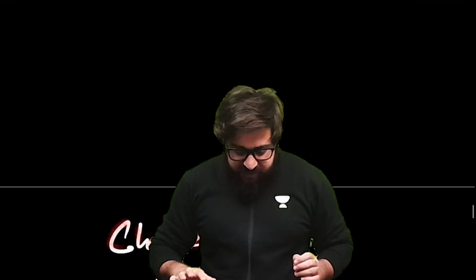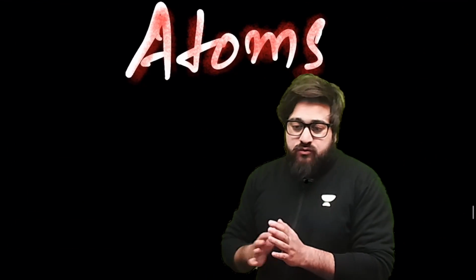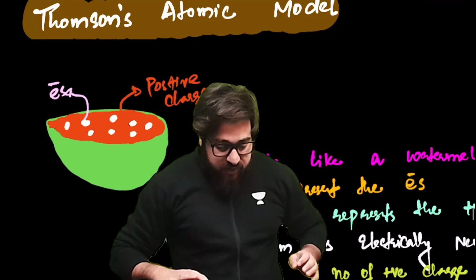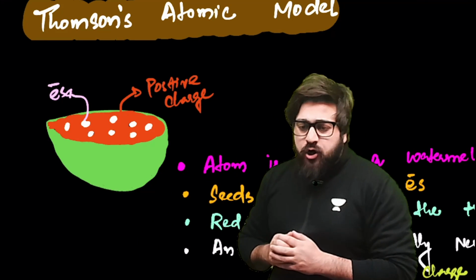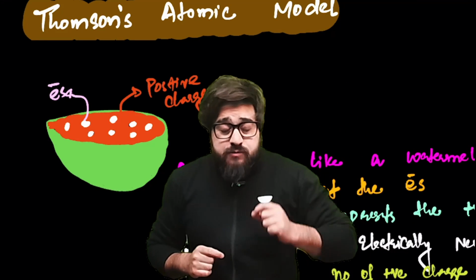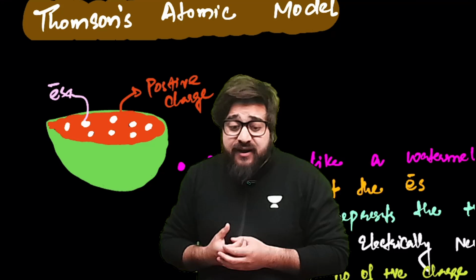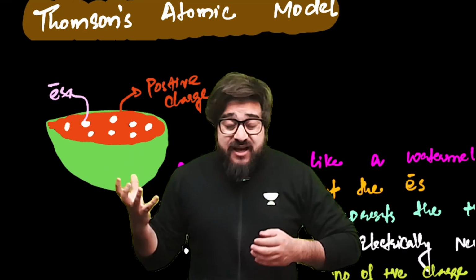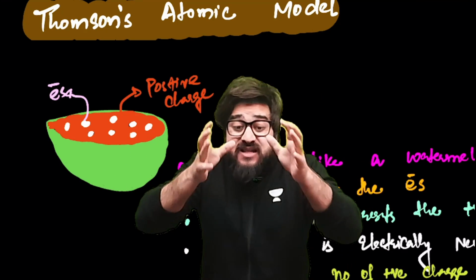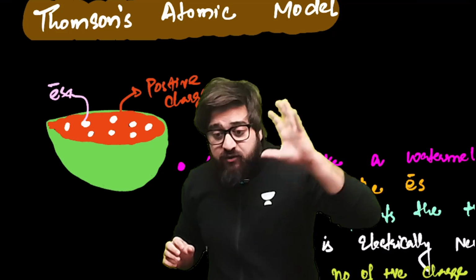Now my dear friends, let's move on to chapter number 2, that is atoms. Let's talk about atoms. First we need to talk about Thomson's model of the atom. What does Thomson's model of the atom say? Thomson says that an atom is a positively charged sphere, like a watermelon. So this was the model given by Thomson.